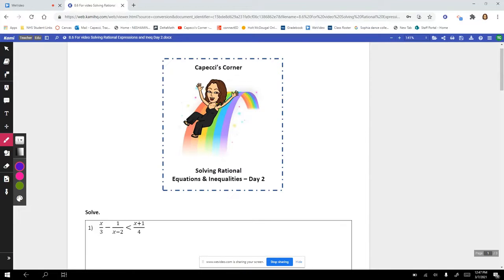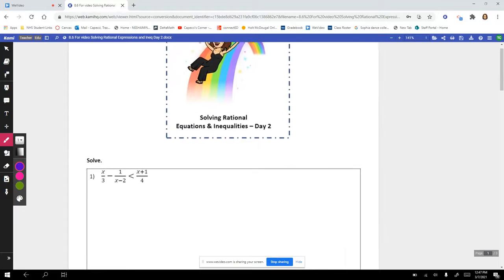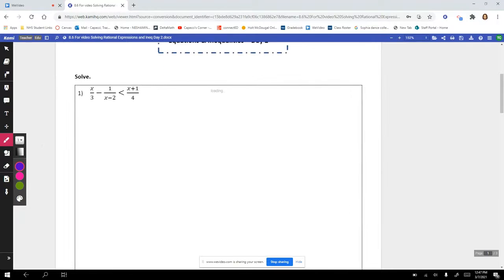Apache's Corner, we're going to look at solving rational equations and inequalities, and this is our second day. Okay, today we're going to start with inequalities. We're going to go off the basis of the equations that we worked on in our first day.